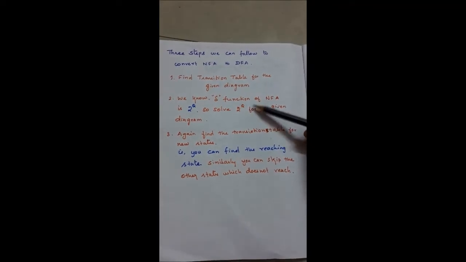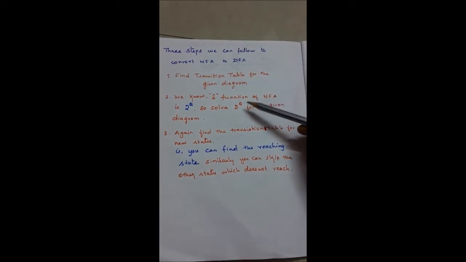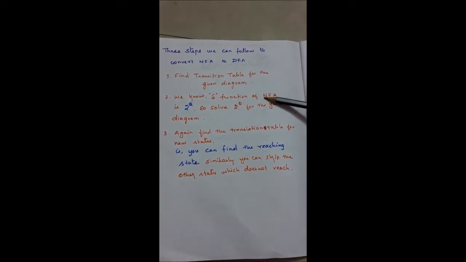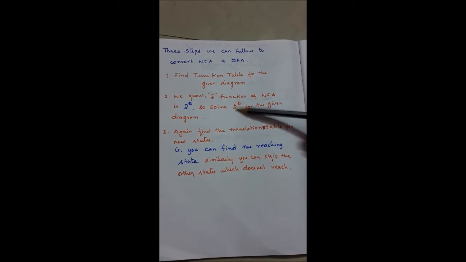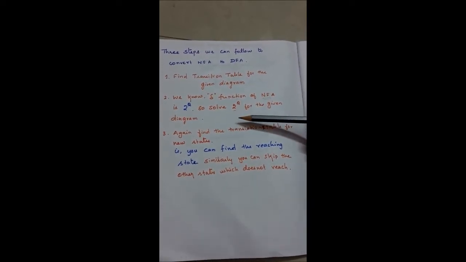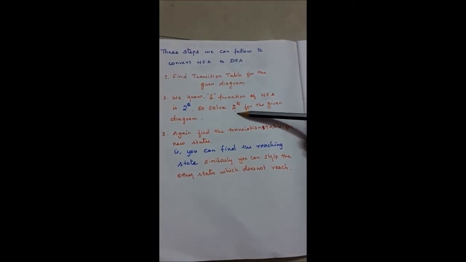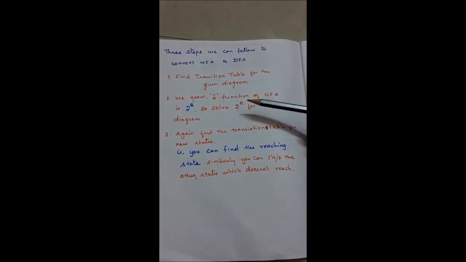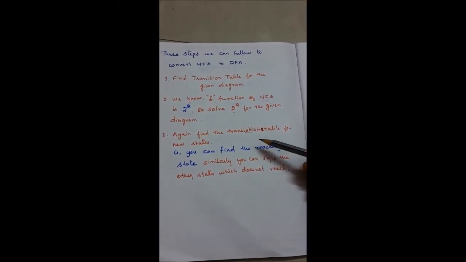And the second step: according to the NFA, the transition function is 2 power q. So 2 power q means the transition function of NFA, and we want to find the value of 2 power q. That is step 2. And after finding 2 power q, a few new states will be listed, and for those new states we want to find the transition function along with the transition table. So that is the third step.